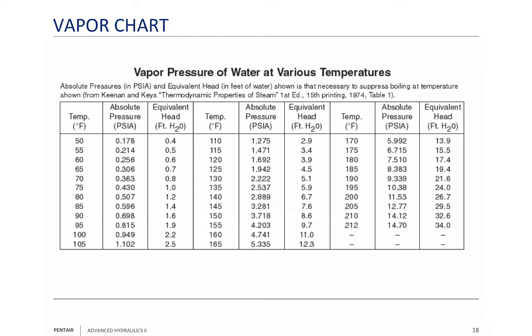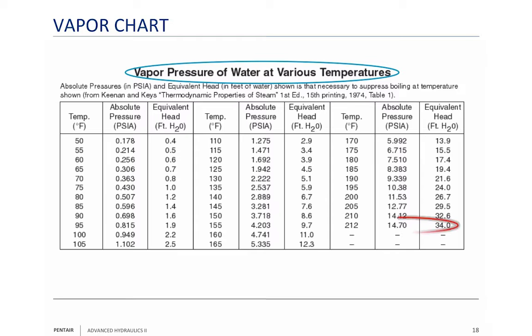All right? So this is the vapor pressure point of water at various temperatures. And basically what we're doing here is we're saying, okay, so if you've got this much pressure over the water, that water is going to flip from a liquid to a gas.